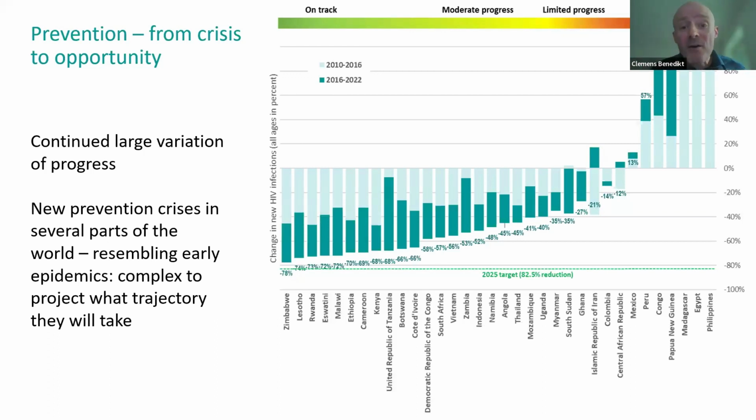The largest number of countries is in a group making moderate progress, so they need to accelerate to achieve that target. But there's also a number of countries with limited progress and countries with rising HIV incidence. So in using that data, the starting point is really to understand, where does your country stand in terms of progress? Is there a need to accelerate, or is there a need to actually achieve a turnaround?